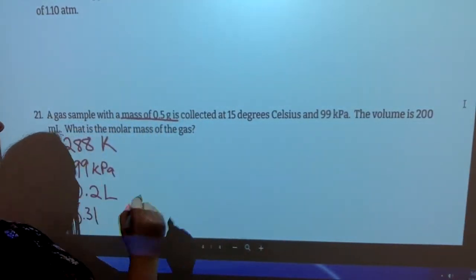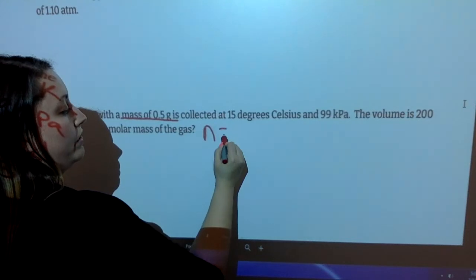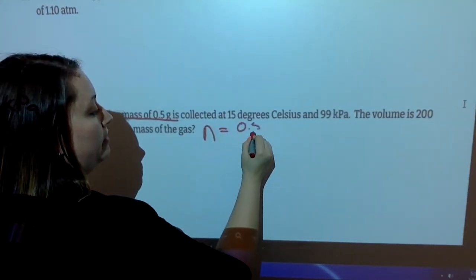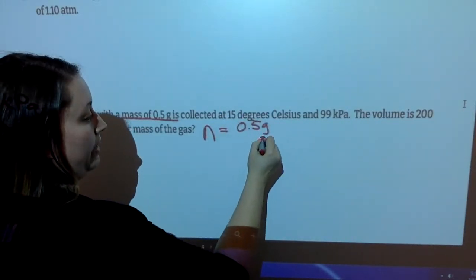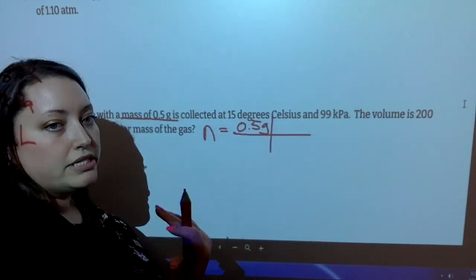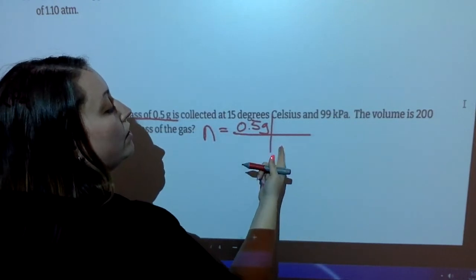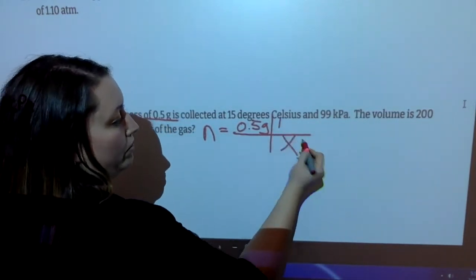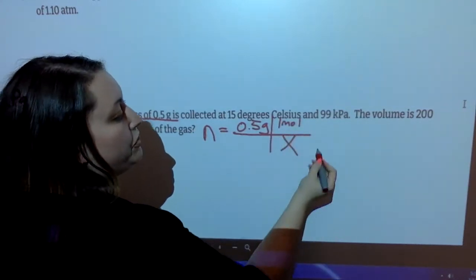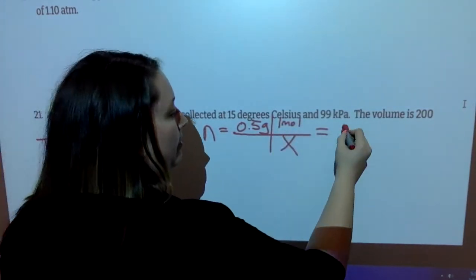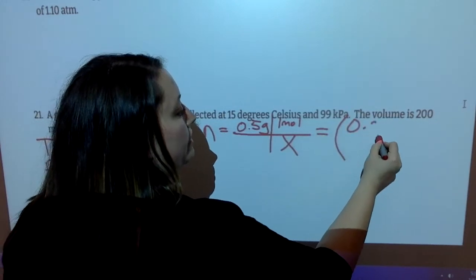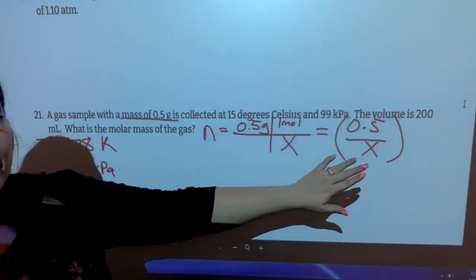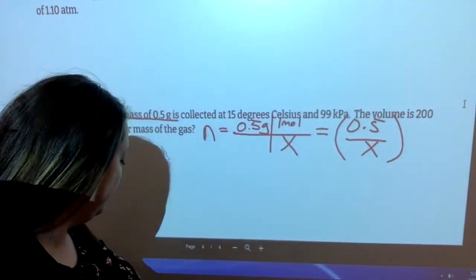So what we're going to do is, we know n is equal to moles. So we're going to use this 0.5 grams, and convert that into moles just like we'd convert anything else into moles, except we don't know what the molar mass is. That's what we're solving for. We know the molar mass is always equal to 1 mole. So if I make this smaller, easier to work with, we're going to have 0.5 over x for n. So this is n. That's what we're going to put into the equation for n.